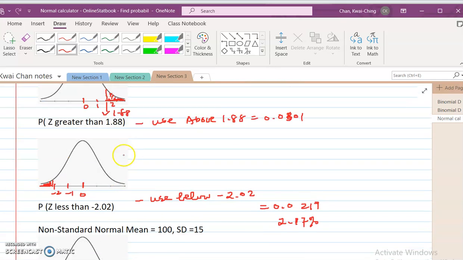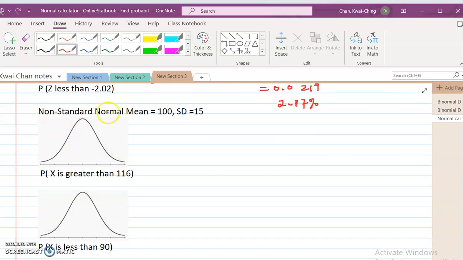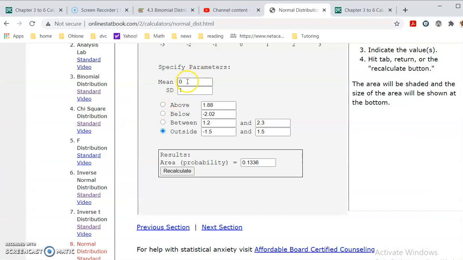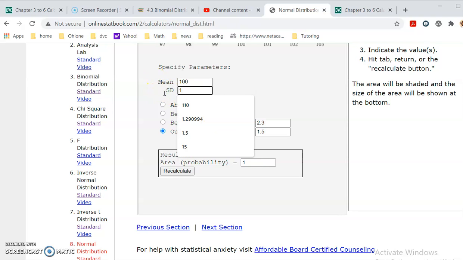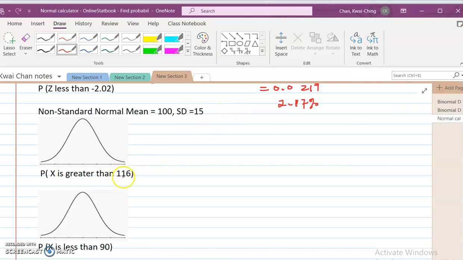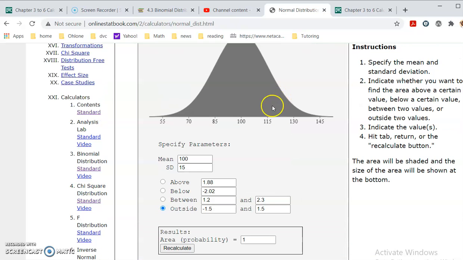What about when we are doing a non-standard normal? That means the mean is something else. In this particular example, I want 115 because this corresponds to an IQ score, but it could be any mean value and any standard deviation that you find, modeled by a normal distribution. Because I'm doing non-standard normal, I have to change the mean and standard deviation. Then I want x greater than 116. What's the chance that it's greater than 116?